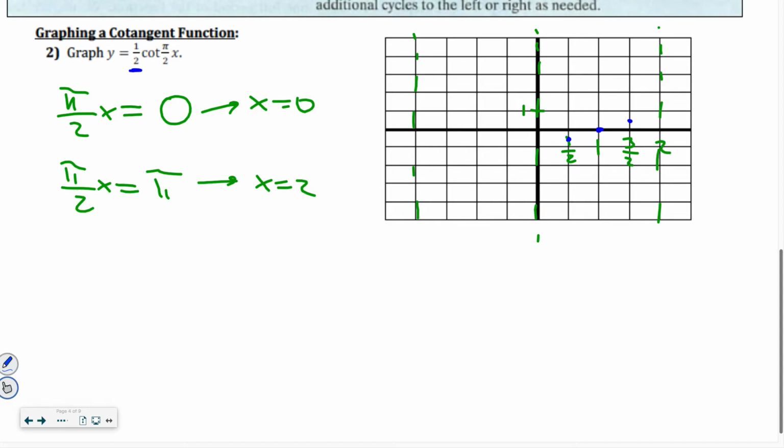I didn't have to. Oops, except I just did it for tangent. This is cotan, so just the other way around. Oh, and the A is 1/2.